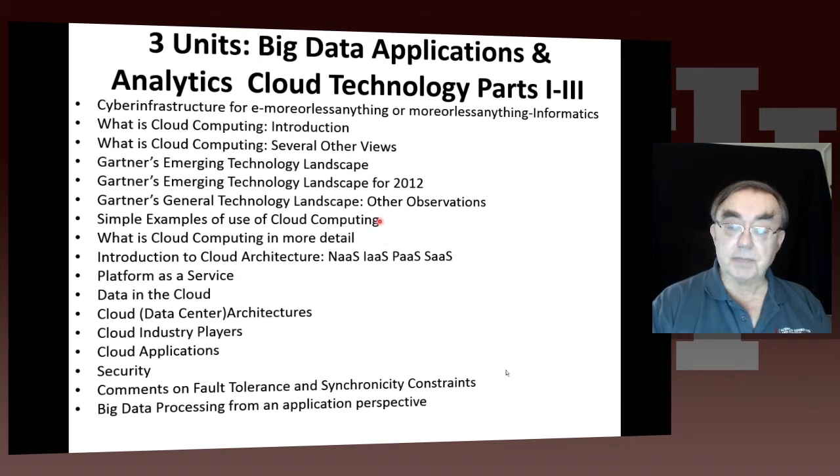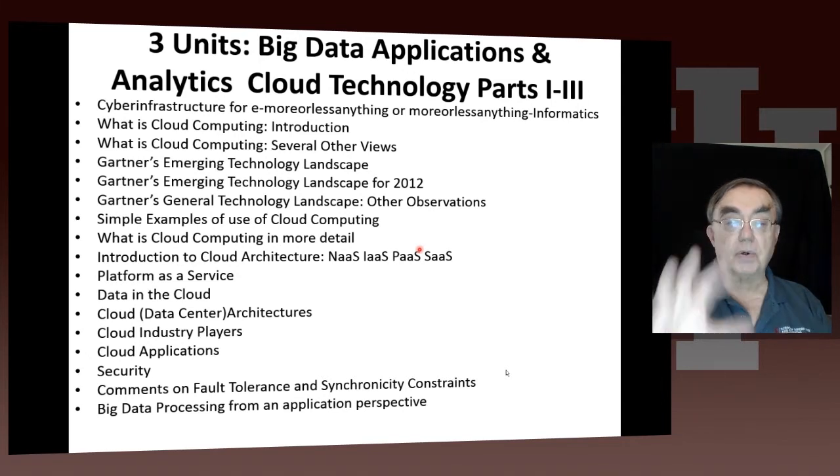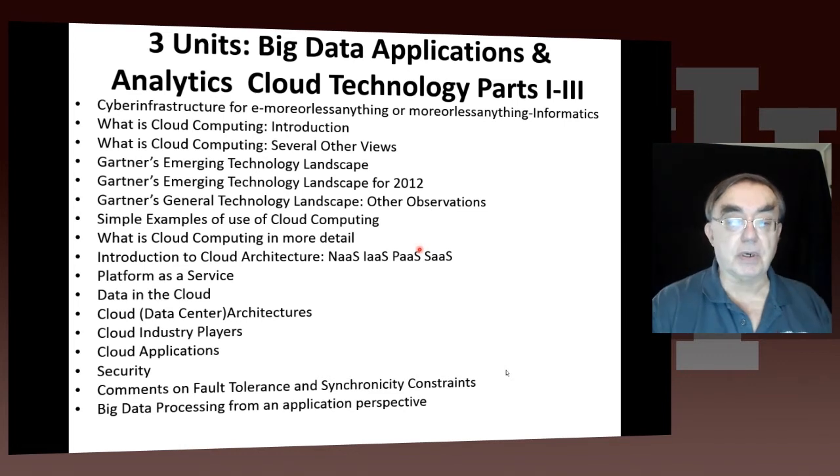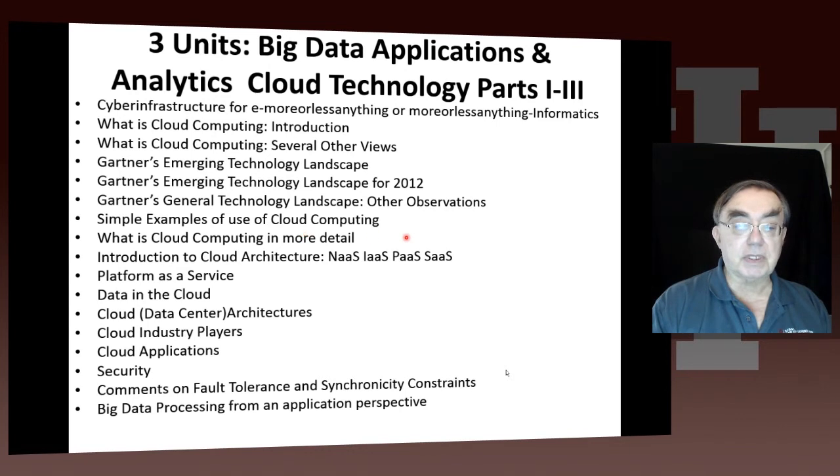And then we look at some simple examples of cloud computing like server consolidation and why clouds are good to consolidate and replace lots of small computing organizations by one giant computing organization. We then expand in more detail and look at these layers in cloud computing: network as a service, infrastructure as a service, platform as a service, and software as a service.